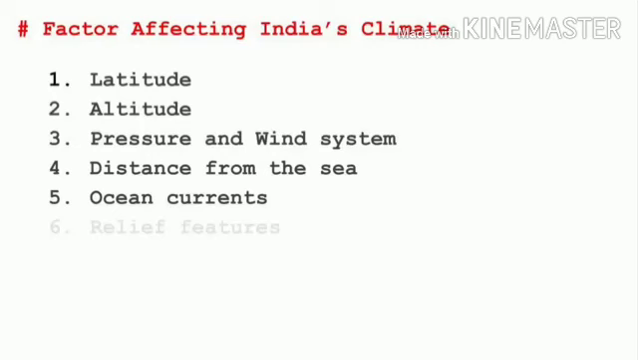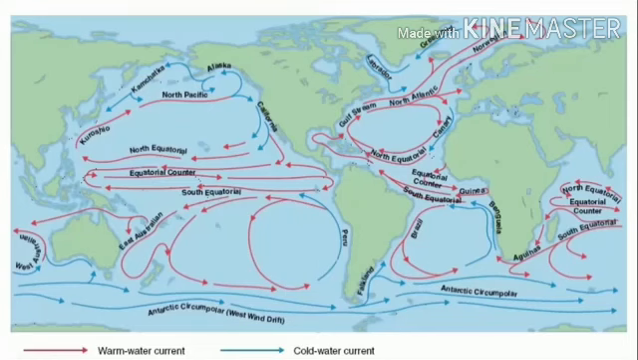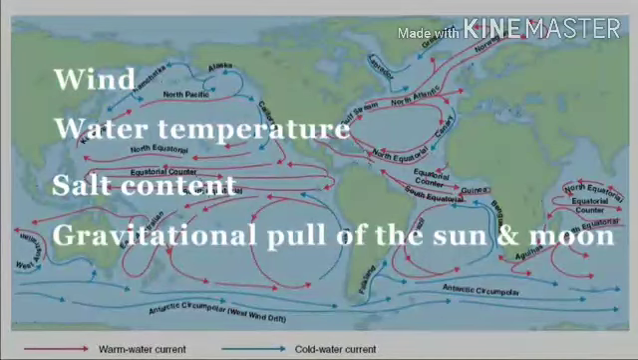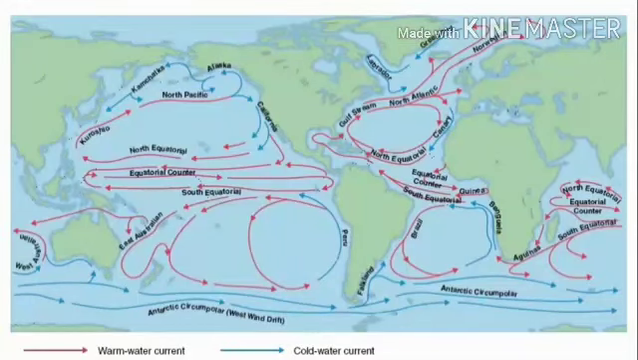The fifth factor is ocean currents. It is a continuous movement of ocean water from one place to another. Ocean currents are created by wind, water temperature, salt content, and the gravitational pull of the sun and the moon. Generally, there are 2 types of ocean currents, cold and warm currents. You can see them in this picture. The red arrow indicates warm currents and the blue ones are cold currents.